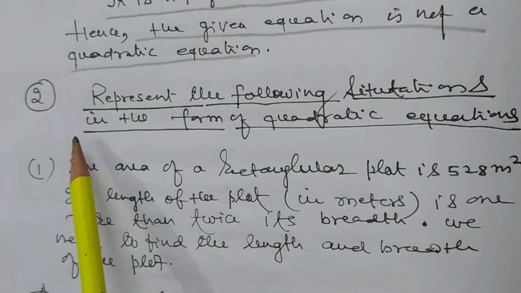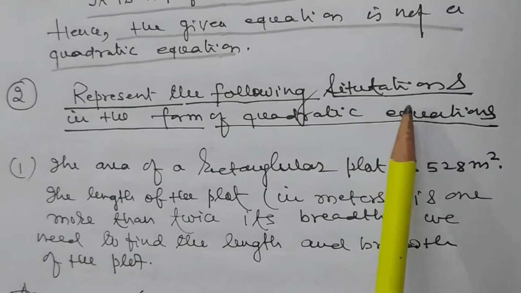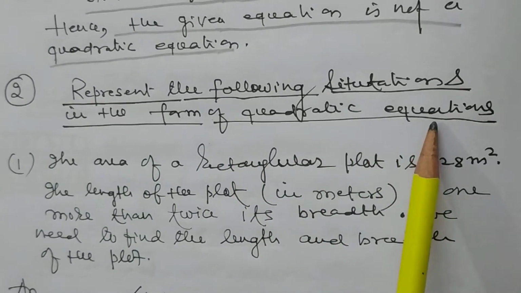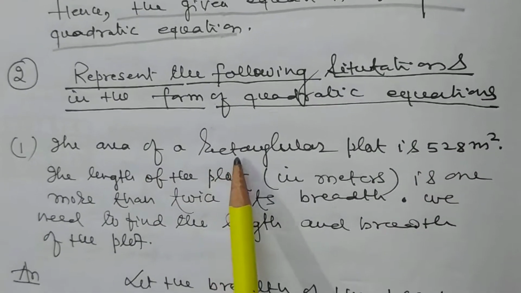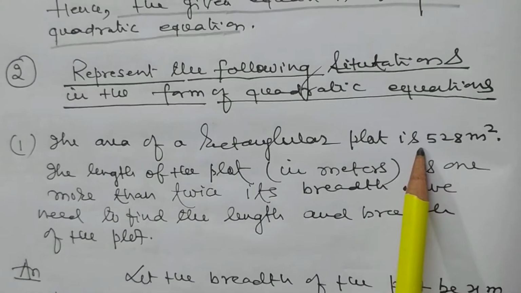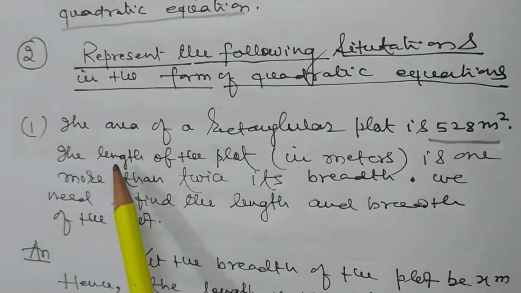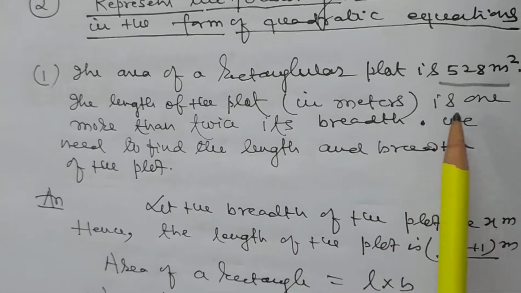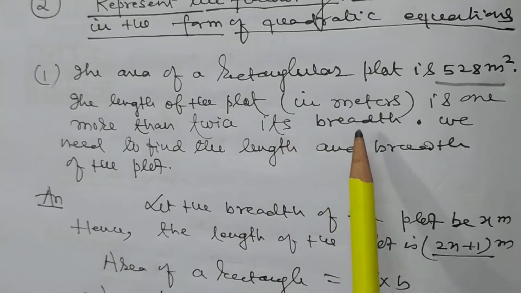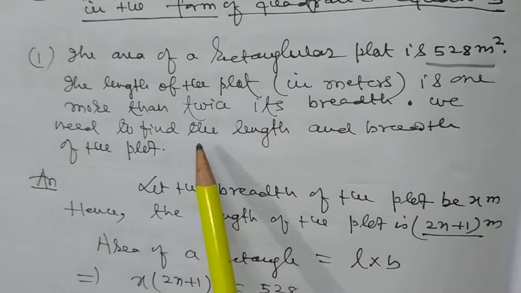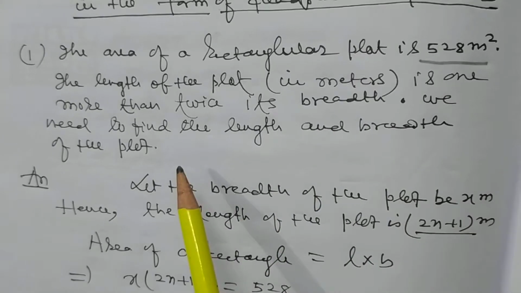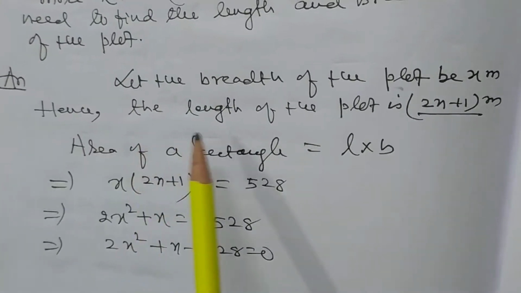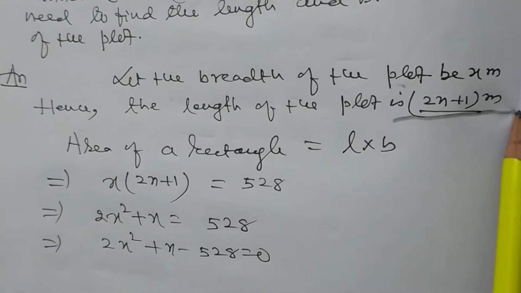Now, I want to discuss problem number 2. Represent the following situations in the form of quadratic equations. The area of a rectangular plot is 528 square meters. The length of the plot in meters is 1 more than twice its breadth. We need to find the length and breadth of the plot. Let the breadth of the plot be x meters. Hence, the length of the plot is 2x + 1 meters.